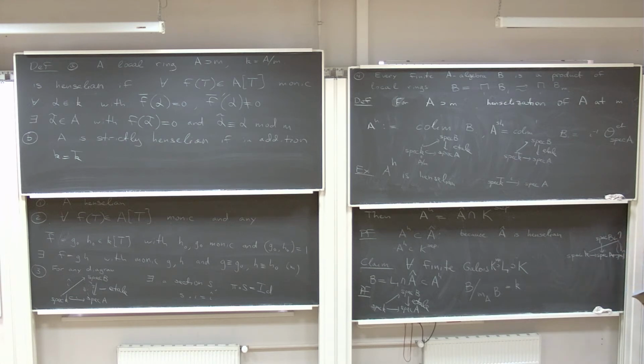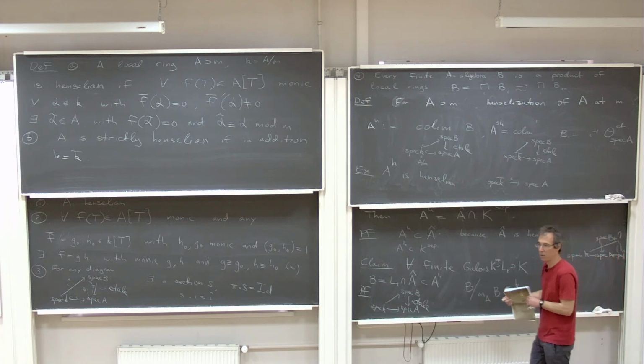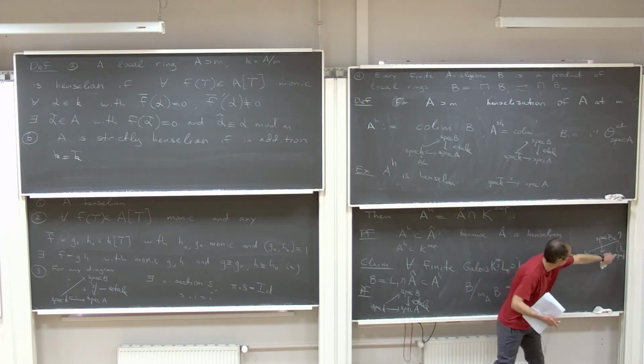Why is it unique? Well, first of all, there exists a section. Any two sections, well, this map is étale, so any two sections are equal on an open subset, but they are equal in Spec K, and this is local. So they're equal everywhere. So there exists a unique section like this.